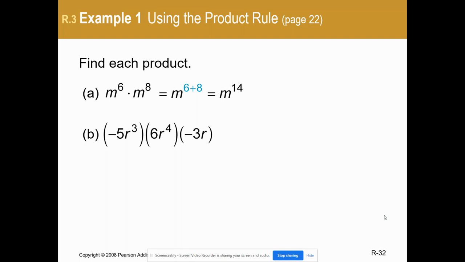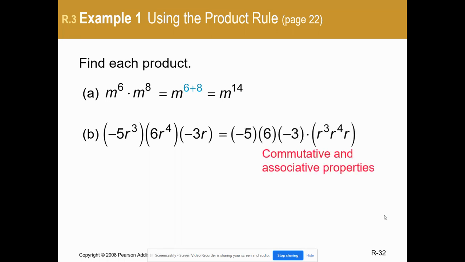So what we want to do is multiply our coefficients together, -5 times 6 times -3, and multiply our variables together, r to the 3rd power times r to the 4th power times r. So -5 times 6 times -3 gives me a positive 90. R to the 3rd, that's 3 r's being multiplied together. R to the 4th is 4 r's being multiplied together. So we end up with 90 r to the 8th power.